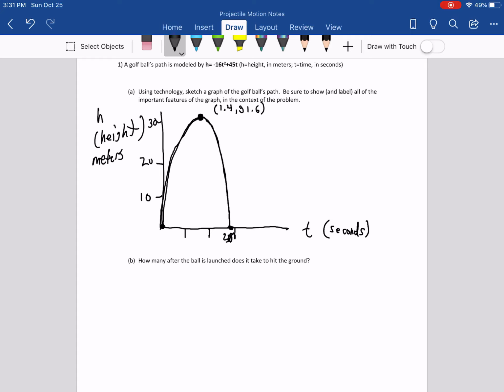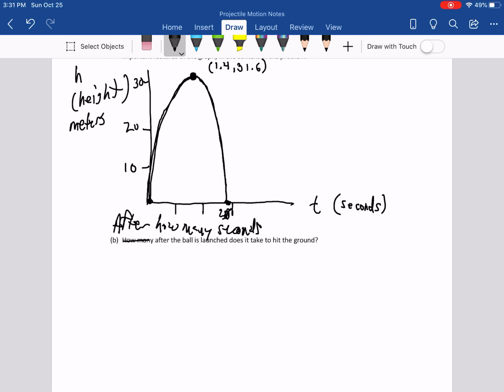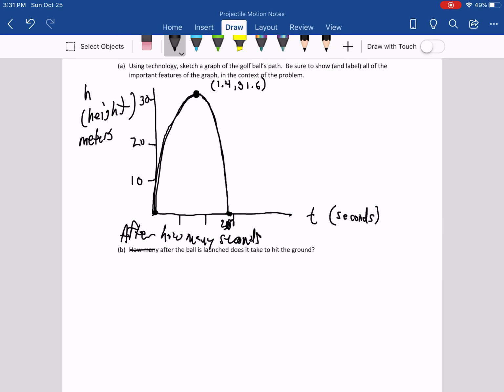After how many seconds after the ball is launched does it take to hit the ground? Okay, so two ways to do this, right? We know the ball is going to hit the ground at about 2.81 seconds, all right, from the graph.